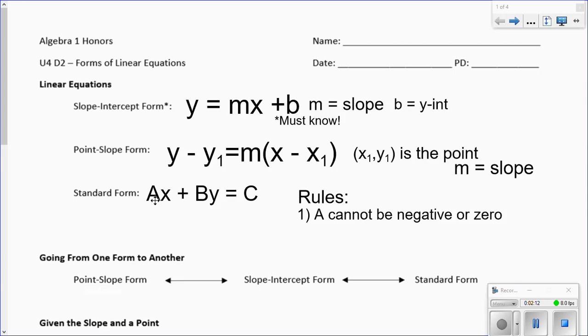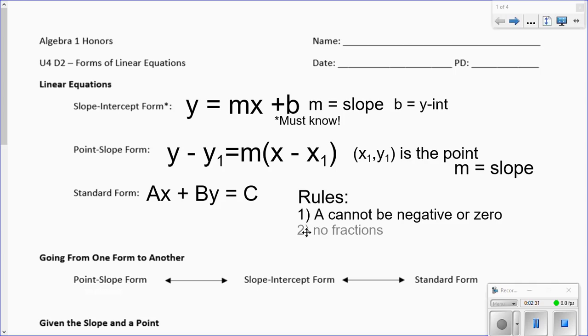What's more likely to happen is that when you work it out, the number with the x is going to be a negative, and in order to have it in standard form, you'd have to get rid of that negative. So to do that, you would either divide all the terms by -1 or multiply all the terms by -1 just to get rid of that negative sign in the front.